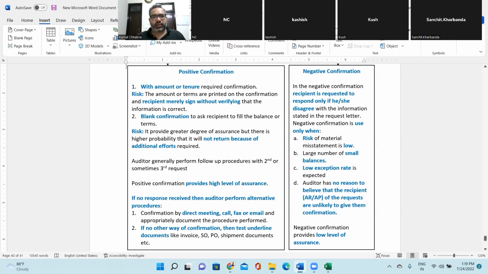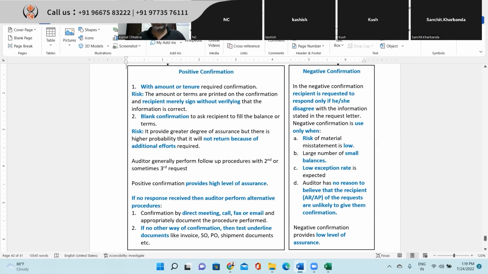Here the risk is that the amount or terms are printed on the confirmation and the recipient merely signs without verifying that the information is correct. So when you put the amount or terms of the period, the risk is that the recipient, like your customer, will just merely sign. He or she will not read the amount and the terms which you have mentioned. That is the risk with this type of positive confirmation.